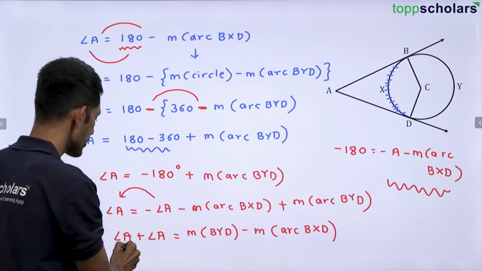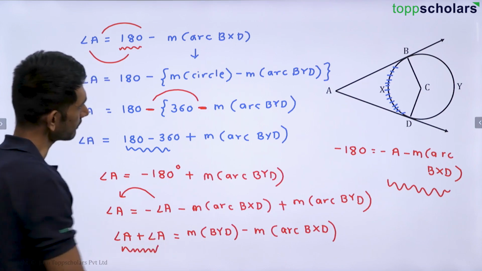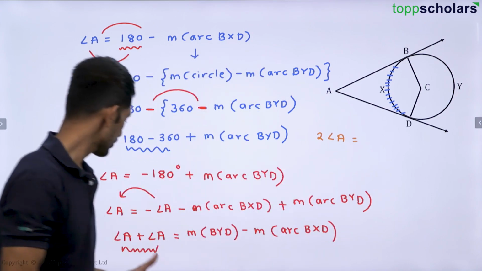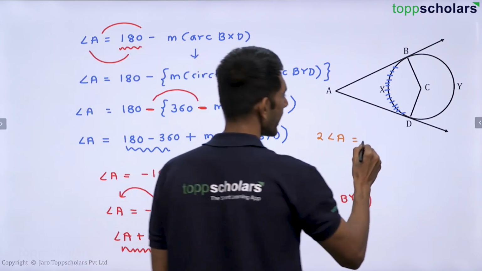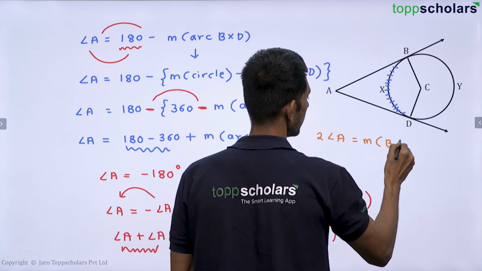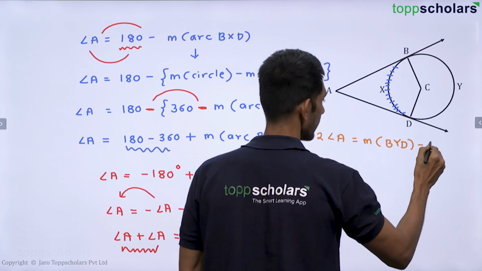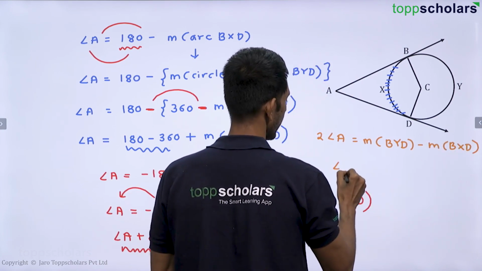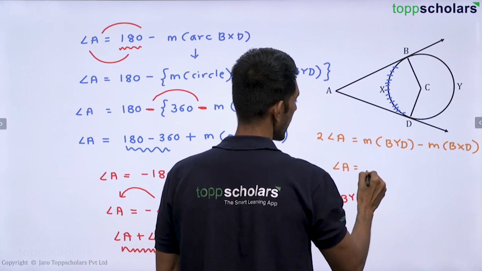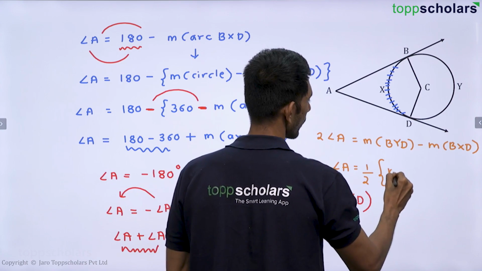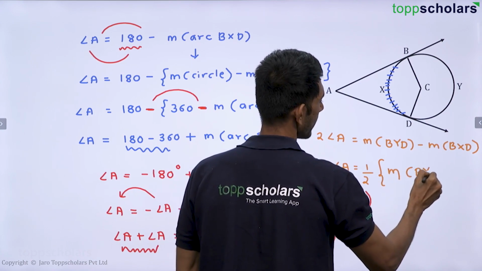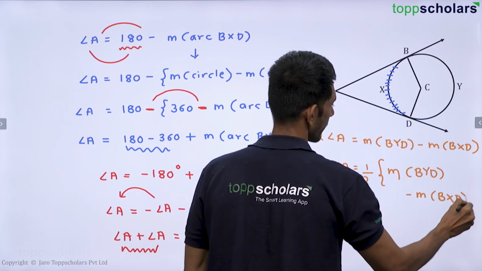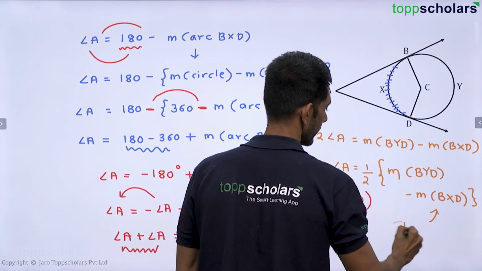Angle A plus angle A is how much? 2 times angle A, correct? Finally, can I say 2 times angle A is equal to the measure of arc BYD, please remember this is arc BYD, minus the measure of arc BXD. So angle A will be equal to, you take 2 down, it becomes 1 by 2 times the measure of arc BYD minus the measure of arc BXD, and hence we have proved it, right?